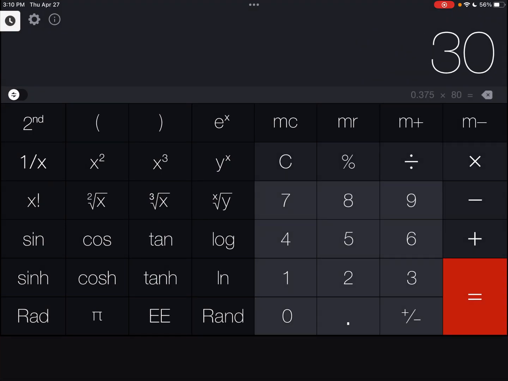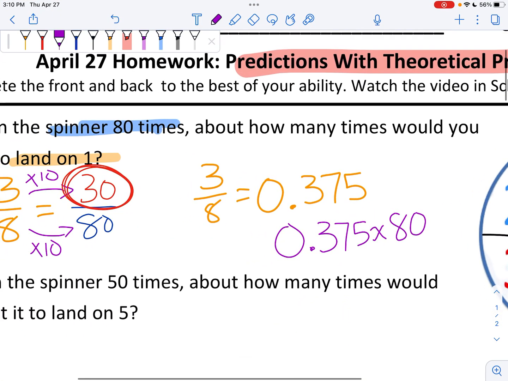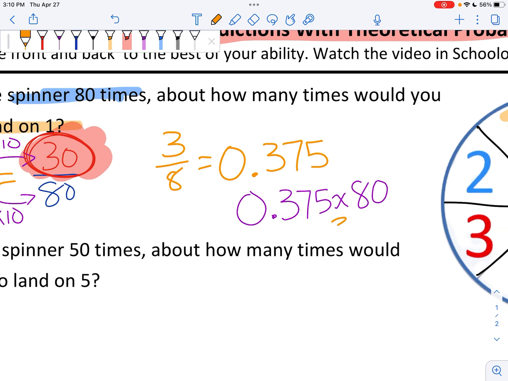Well, look at that. There's the number 30. And that is the same answer that we just got here. So we would expect 30 times.